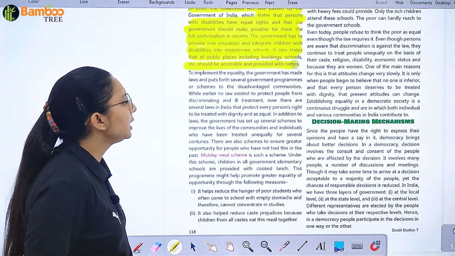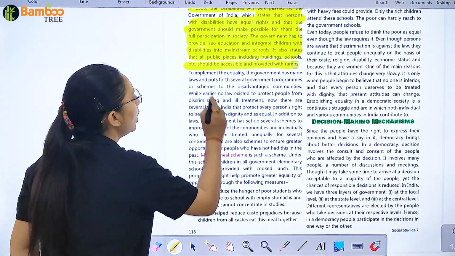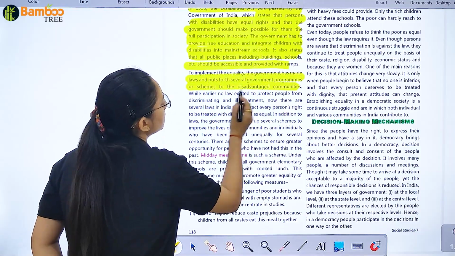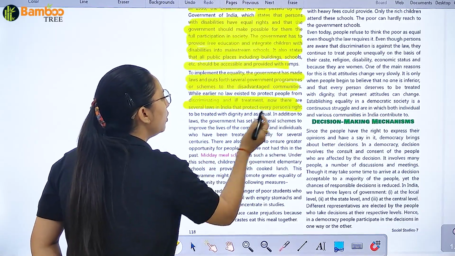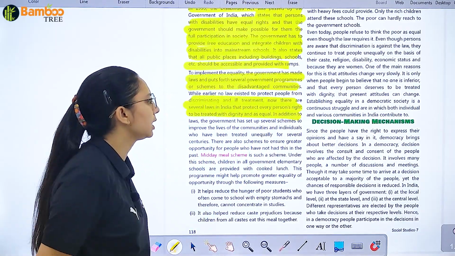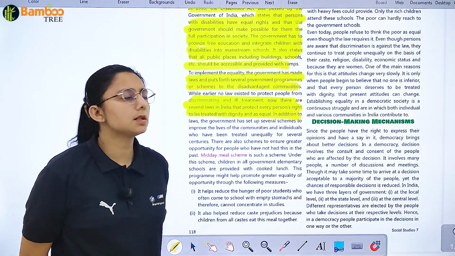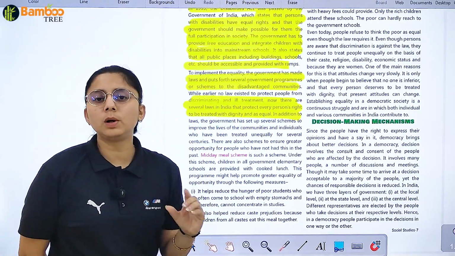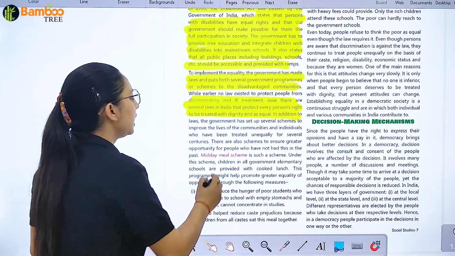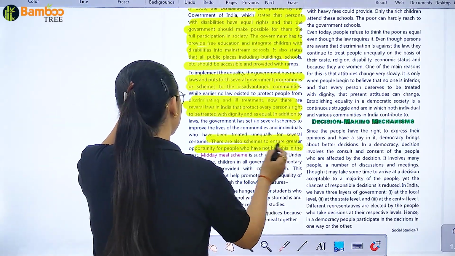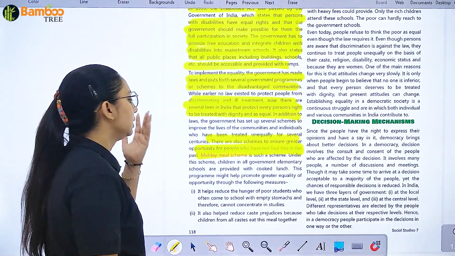Now, to implement equality, the government has made laws and put forth several government programs. So we can say now there are several laws in India that protect a person's rights, जिससे उसको dignity और equal treatment दिया जाए. There are also schemes to ensure greater opportunity for people who did not have this in the past.